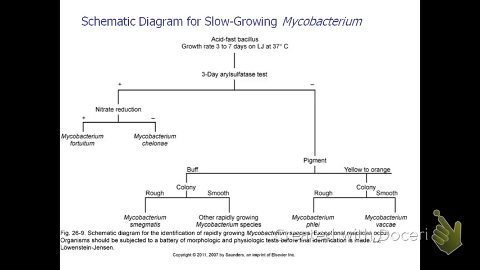Now, for the slow growers, for medically important microorganisms, we should be more concerned with slow growers. Why? Because the majority of the pathogenic Mycobacterium would be here. This would include M. fortuitum, M. chelonae, M. smegmatis, M. flavescens, and M. vaccae. But these organisms are also being differentiated according to their biochemical reactions.